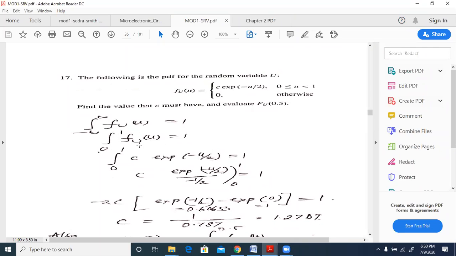And you need to again solve this by writing whatever is there in f(u), and then you will get this. Substitute the upper limit first, and then the lower limit. If you substitute the upper limit, you'll get exponential of minus half. If you substitute the lower limit, you'll get exponential of 0.